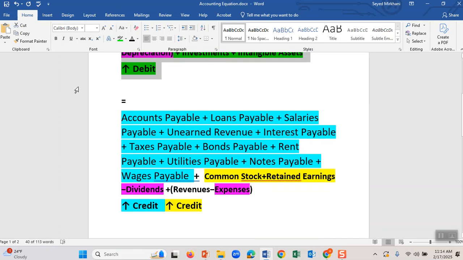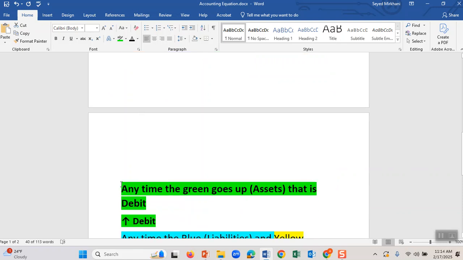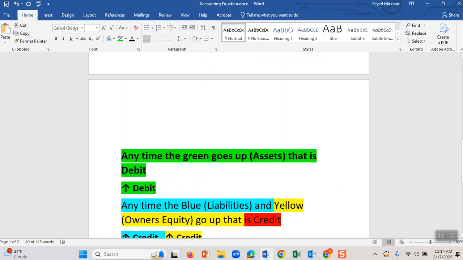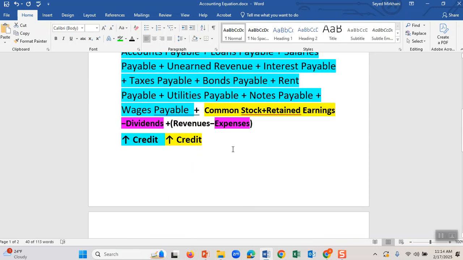I want you to understand this accounting equation because that will help you significantly in understanding many other facts about the companies. And anytime the green ones go up, they are assets. Anytime the blue ones and yellow ones go up, that is a credit. And then you understood now why these expenses were brought and put here. That was a smart thing the accountant did.